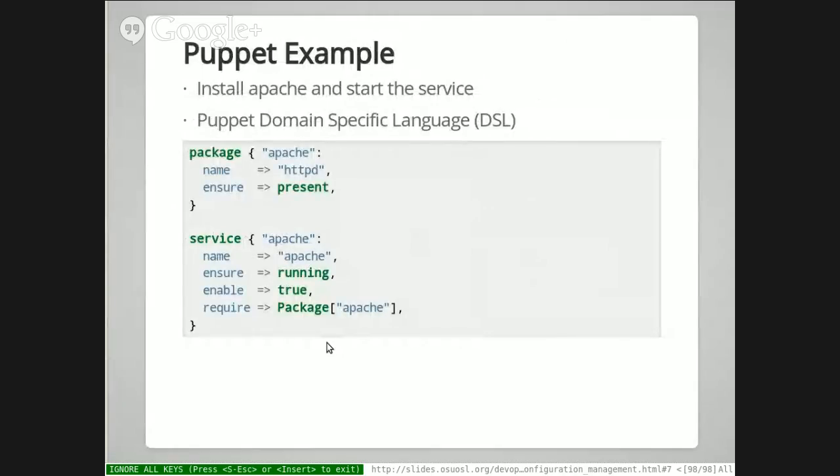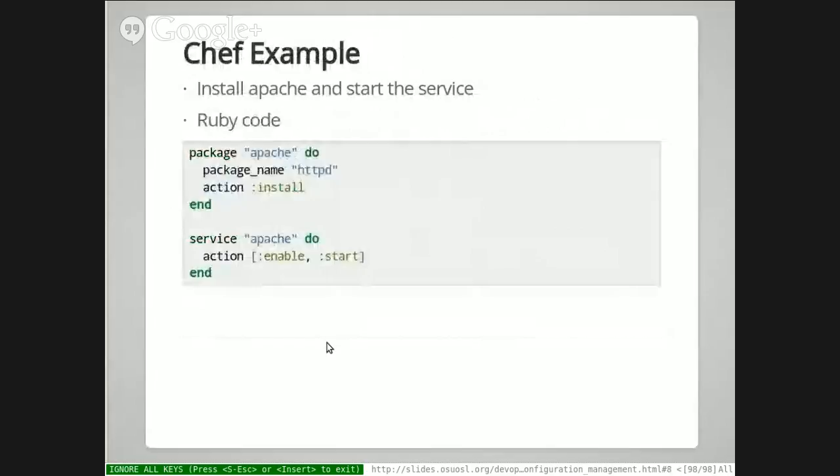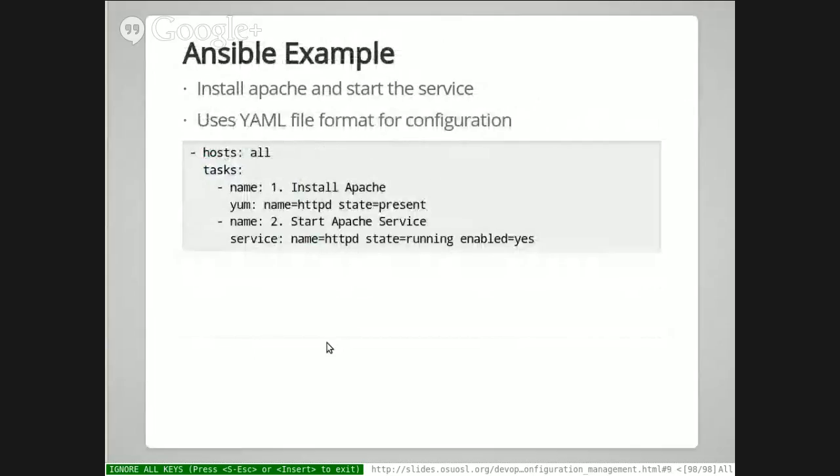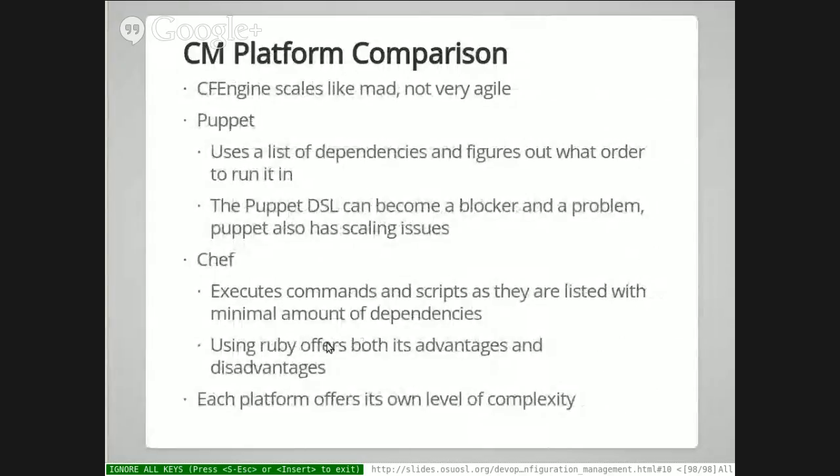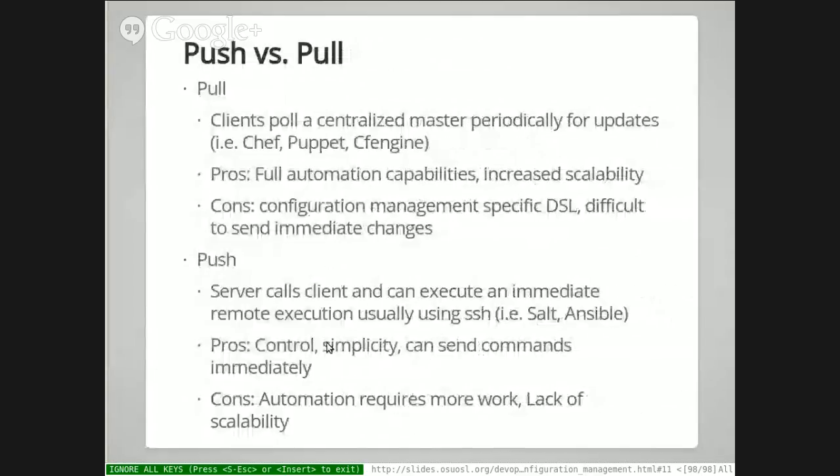Here's a Puppet example. Learn about all this. This is just a quick review. Here's a Chef example. Here's an Ansible example. You can see all these if you go to that URL, except change the 14 to a 13. This is where the slides live. CFEngine scales like mad, but maybe not the most agile. I don't know. They all have their pros and cons, honestly.